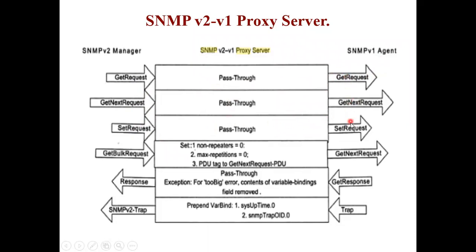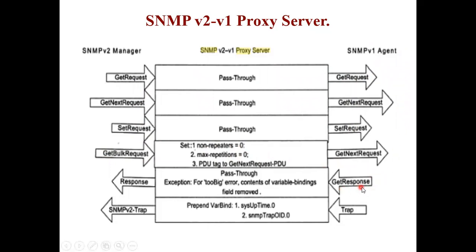Okay, there was no change, and then the same message comes over here. If I have a get bulk request, then what is happening? We do some changes over here, and that message is available as get next request. Now from the agent, I have a response.